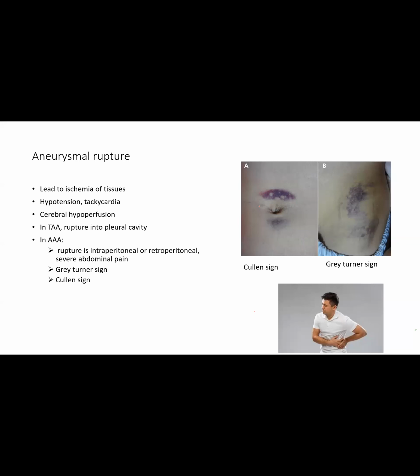So these signs are common in abdominal aortic aneurysm due to rupture of the aneurysm and due to leakage of the blood into the subcutaneous tissues or into the fascial planes, which presents this sign.